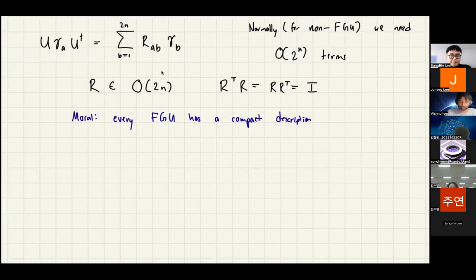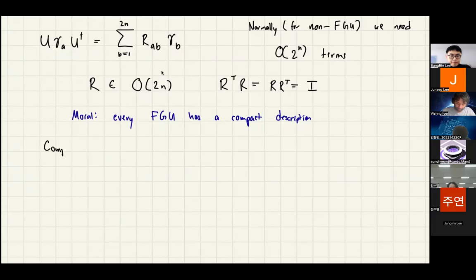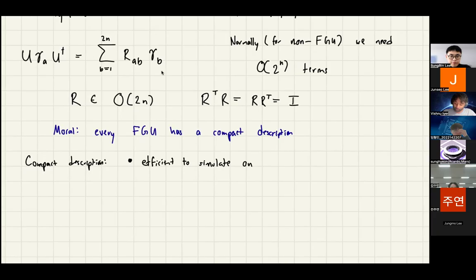Right. So this compact description, because we have a compact description, what does this mean? This gives you a number of things. This is efficient to simulate. So if you start with a Gaussian state, you apply a Gaussian unitary, you can simulate measurements. Okay, so any quantum computing that is induced by these fermionic Gaussian unitaries can be efficiently simulated on a classical computer.